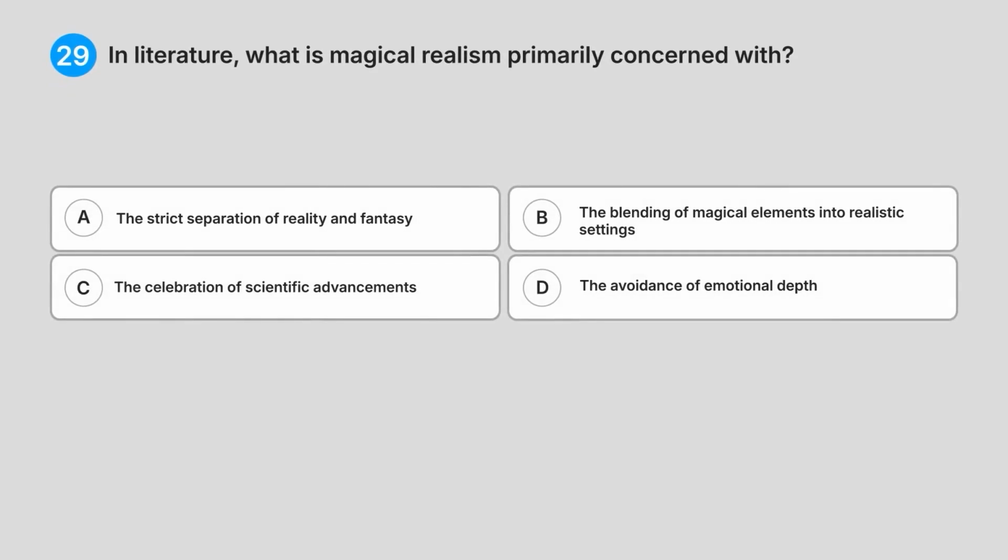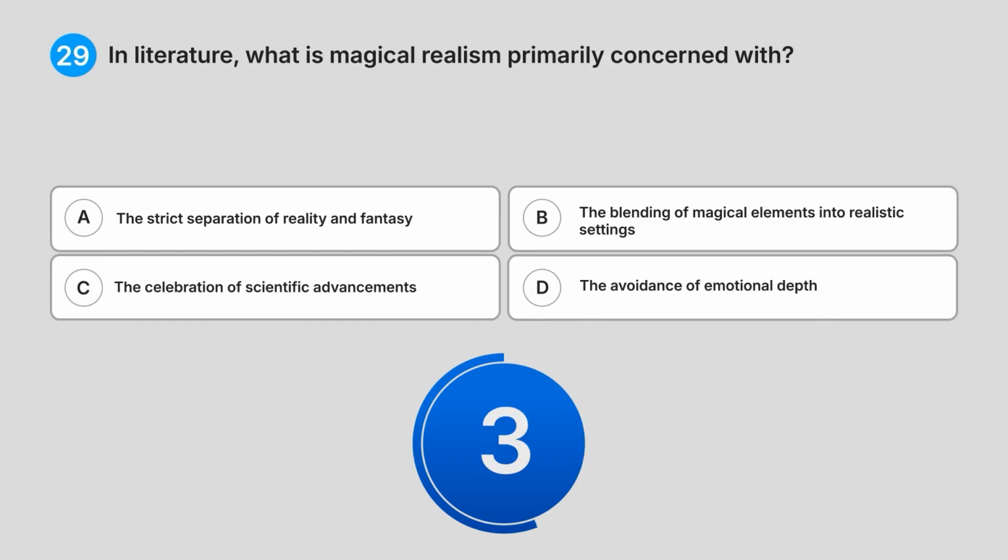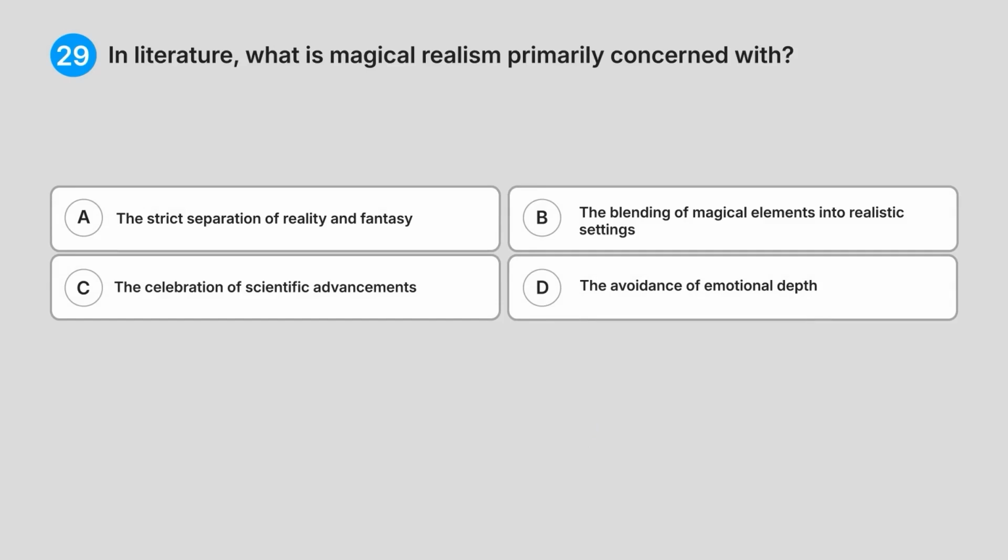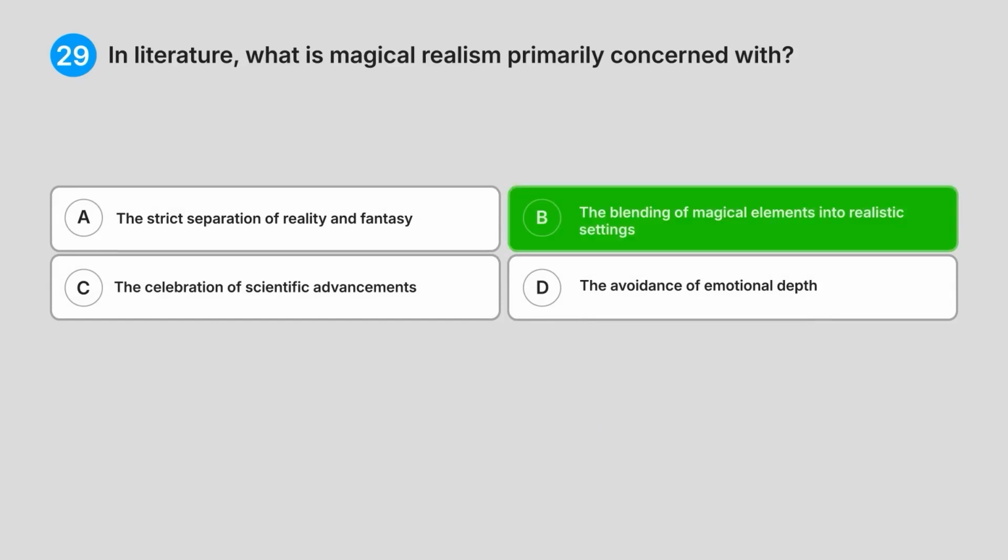29. In literature, what is magical realism primarily concerned with? A. The strict separation of reality and fantasy. B. The blending of magical elements into realistic settings. C. The celebration of scientific advancements. D. The avoidance of emotional depth. Can you guess the answer? Correct answer. B. The blending of magical elements into realistic settings.